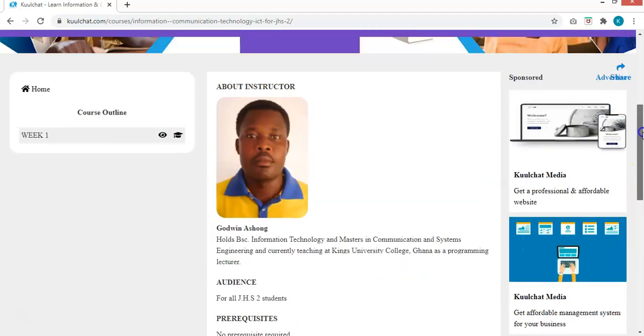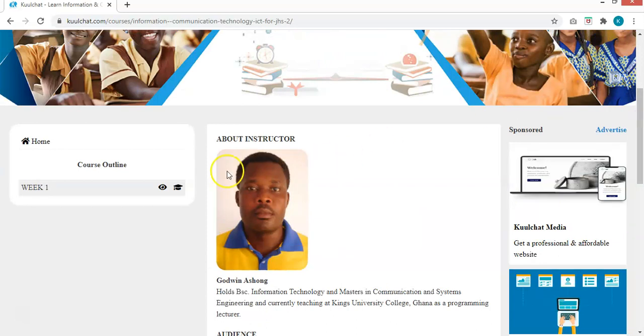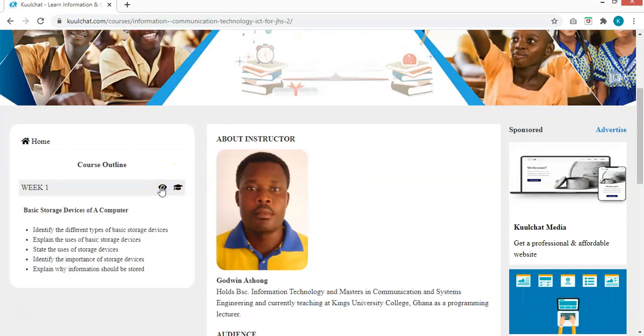So let's get started. What are we going to study in week 1? In week 1, we identify the different types of basic storage devices. So we look at some of the basic storage devices. Then we explain the use of basic storage devices. Then we state the uses of storage devices. Then we also identify the importance of storage devices and explain why information should be stored. We will also consider that.